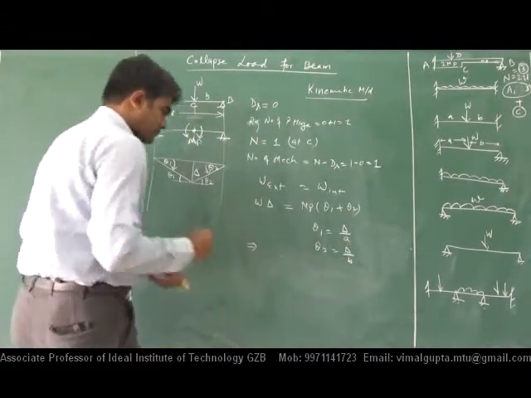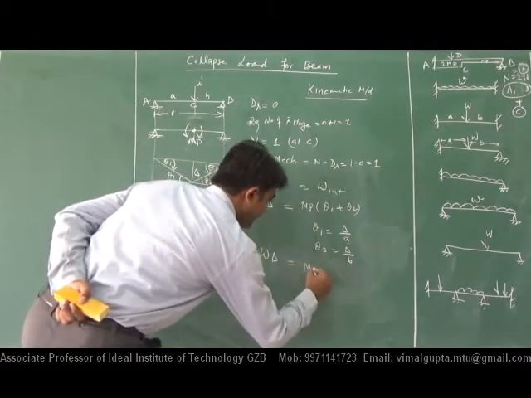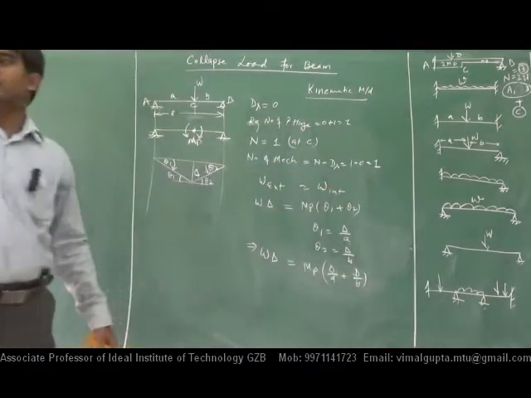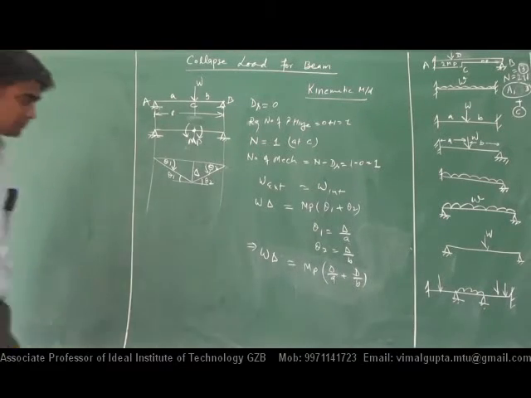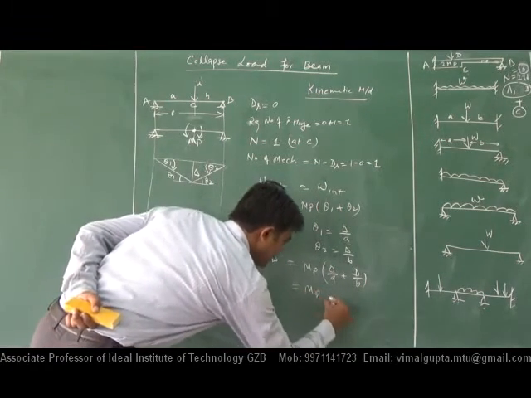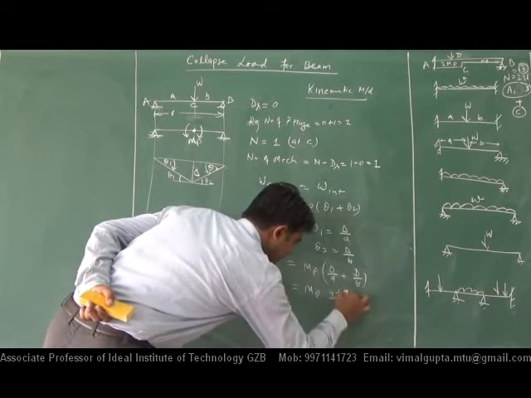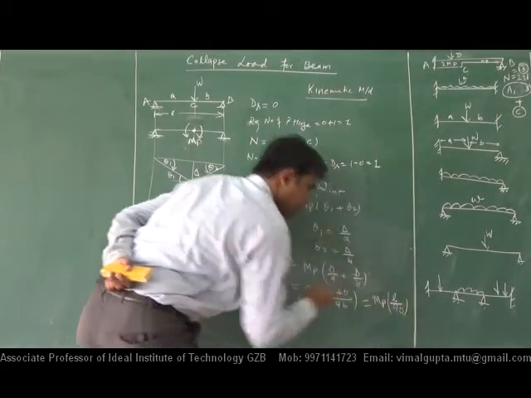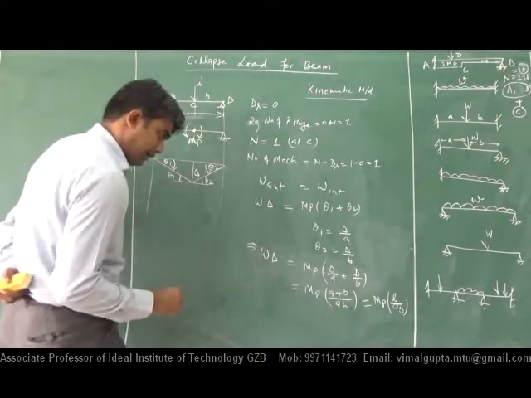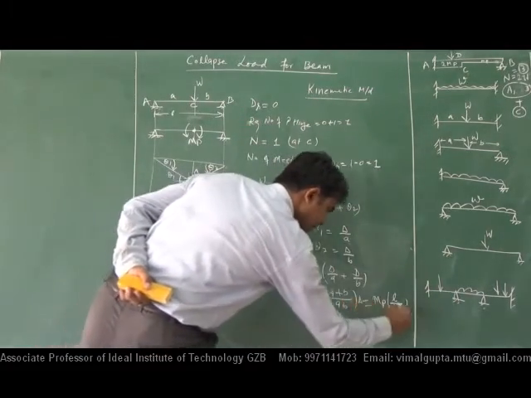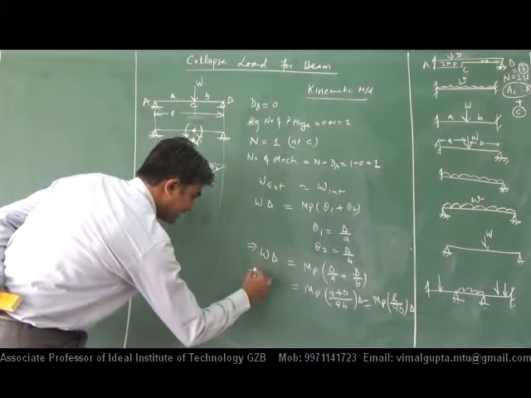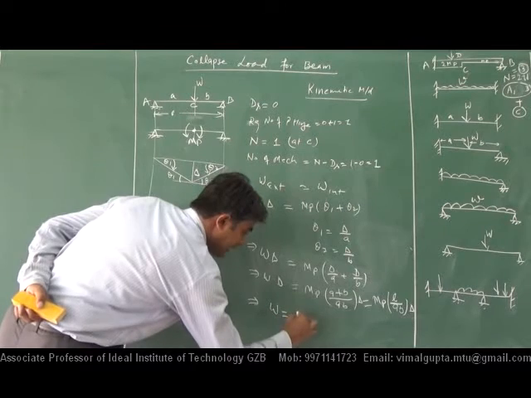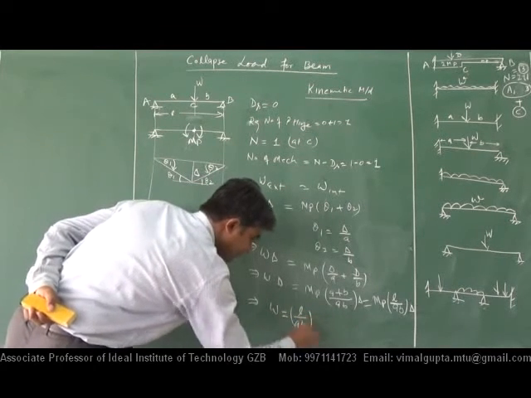W into delta equals to MP delta by A plus delta by B. Now delta will be cancelled out. So it will be MP common, 1 by A plus 1 by B, and that value will be MP L upon AB. Delta will also be there on the other side, as W into delta. So the value of W is simply L upon AB times MP.